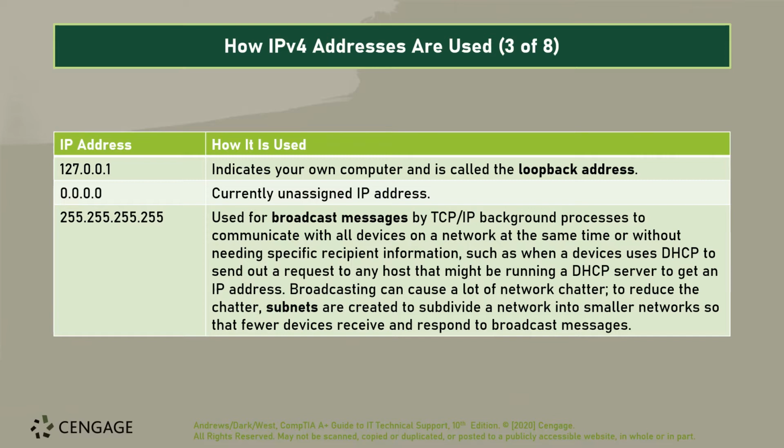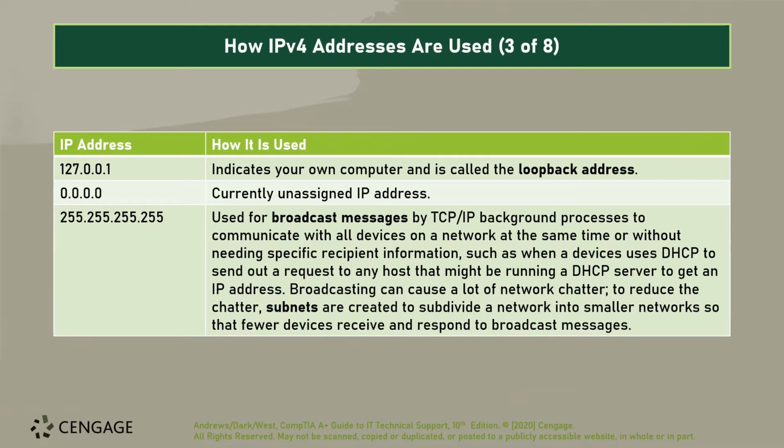127.0.0.1. This indicates your own computer, and it's called the Loopback Address. Technically, anything in the 127/8 subnet should be available for loopback testing. So it's anything that starts with 127 should be blocked off. I've not tested anything other than 0.0.1, but as far as I know, it's supposed to work. 4 zeros indicates a currently unassigned IP address. So if you see all zeros for an address that you're working with, obviously DHCP has not kicked in, and the manual assignment is not working either.